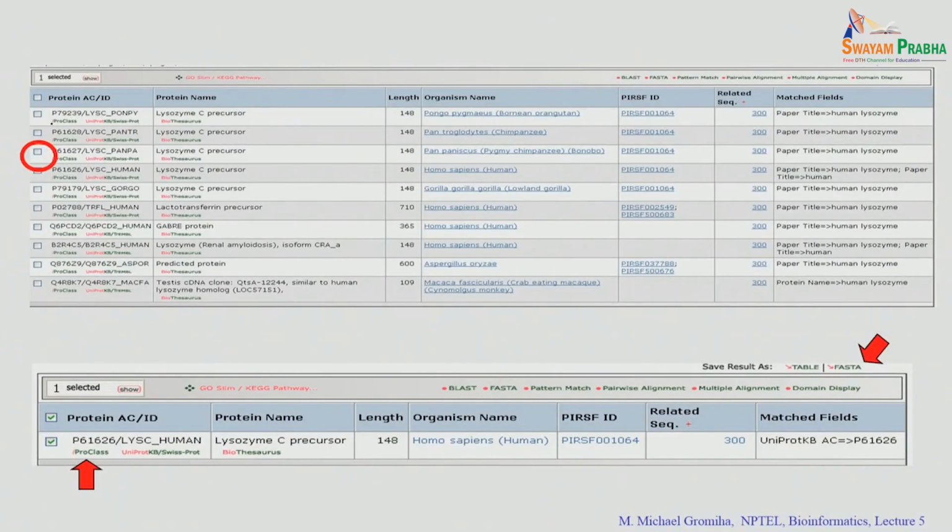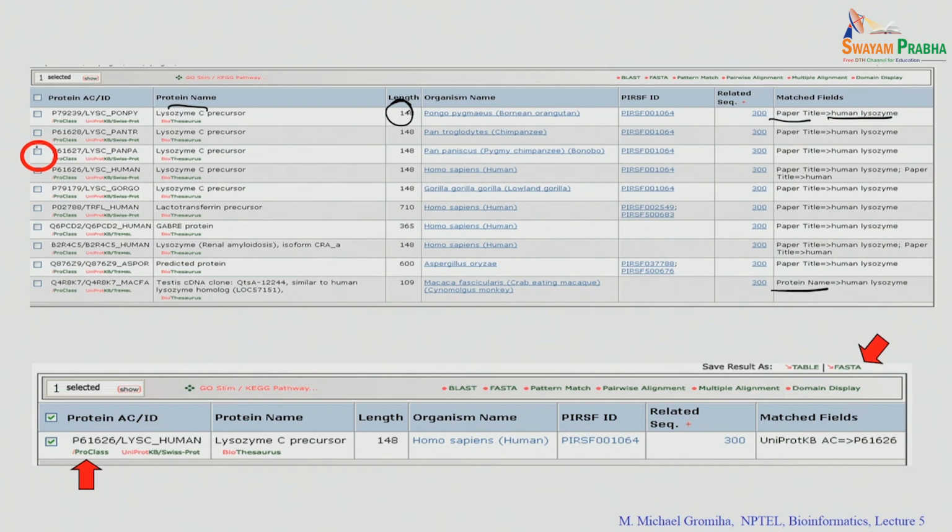There are several entries. These are the protein ID and the protein name, and they give the length of the protein. What is the meaning of 148? It means 148 amino acid residues in that particular protein. Then the organism, the main species for that protein, and the PIRSF ID and related sequences, and the matched field. Because human lysozyme is the field we gave, it matched the paper title. Sometimes it matches the protein name. Wherever it matched, it shows where they found the match.